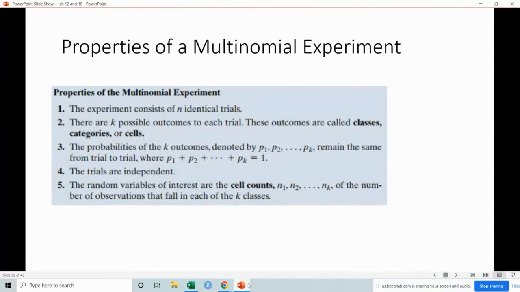So, properties of multinomial experiments. These are kind of the assumptions that need to be met in order to run the chi-squared test we're about to talk about. So, the experiment consists of n identical trials. That's our sample. There are k possible outcomes to each trial. These outcomes are called classes, categories, or cells. Probabilities of the k outcomes, denoted by P1 through Pk, remain the same from trial to trial.